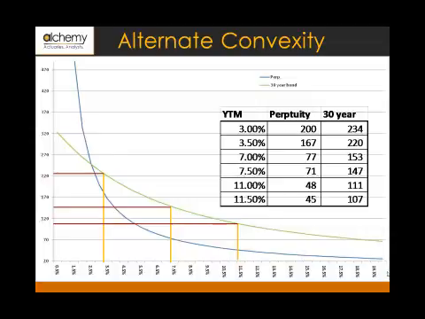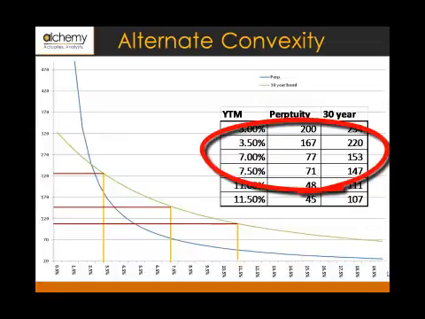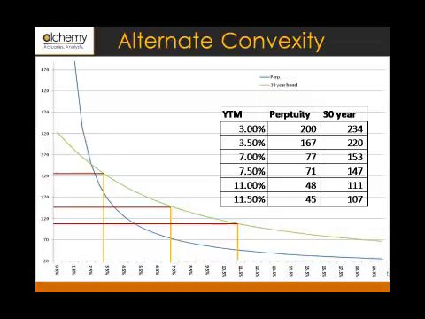Similarly, if you look at the increase or the change in price when rates decline and go all the way from 7.5% to 3%, you can see that the perpetuity goes from 71 to 200, which is an increase of about 129 points, whereas the 30-year bond goes from 147 to 234, which is an increase of about 90 points. And hence, here is the alternate definition of convexity.